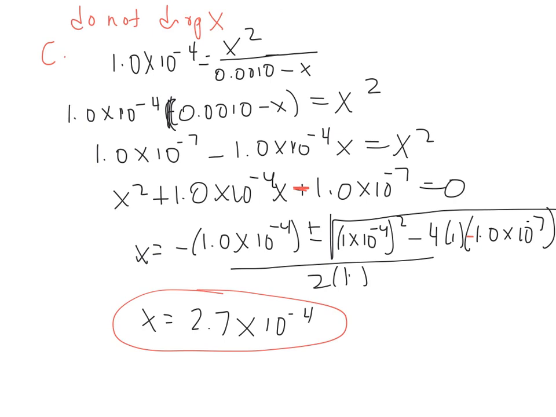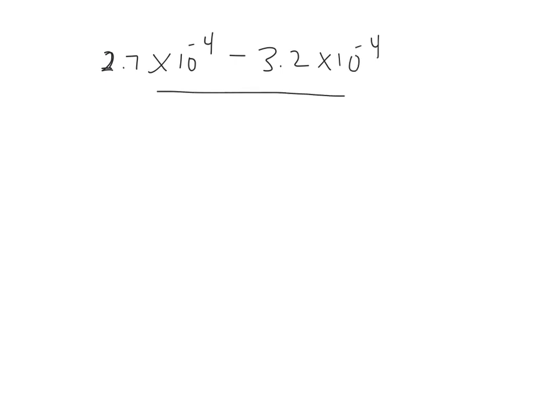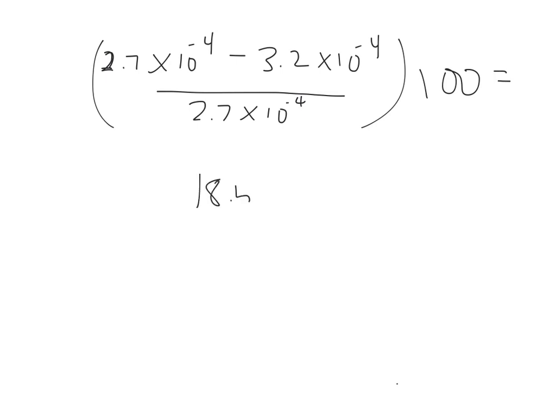Okay, so then let's go ahead on the next slide and compare numbers. So the true value is the one you get from the quadratic equation. So it'd be 2.7 times 10 to the minus 4. And then you get, what was the number before? It was 3.2 times 10 to the minus 4. And then you're going to divide it by the true value, 2.7 times 10 to the minus 4. Multiply it times 100. And you get, if I calculated this right, you get 18.5%.